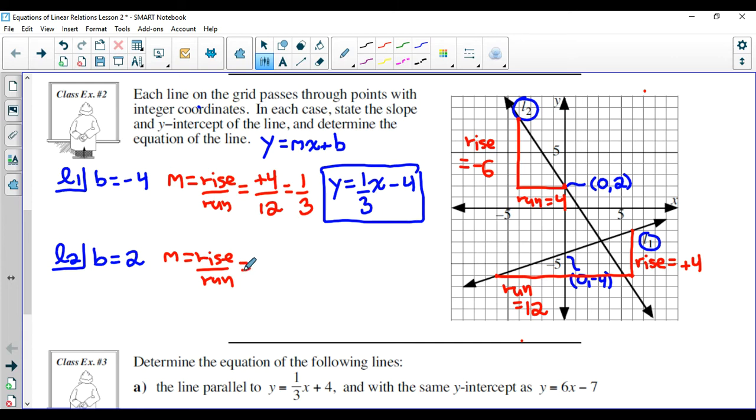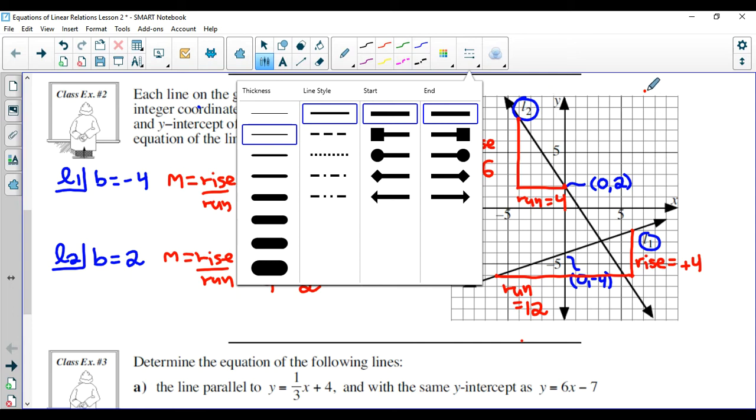And again, if you wanted to, you could just take 2 points on the line and use the y2 minus y1 over x2 minus x1 formula. Whichever method you prefer is totally acceptable here. Okay, so your rise would be -6, and your run would be +4. If you reduce that fraction by dividing the top and the bottom by 2, you get -3/2.